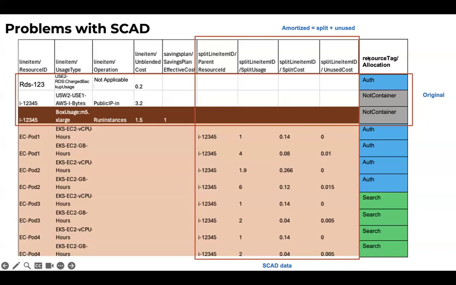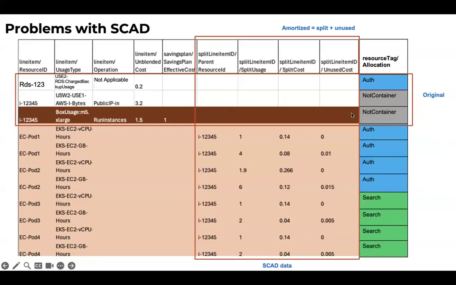And of course, the CUR will produce tags for you because you've created the tags and you've enabled them as cost allocation tags. So the first line item corresponds to the RDS instance, which was tagged auth. And then the second and third belong to the EC2 instance, which we tagged as not container. And then the remaining belong to the containers, and they've been tagged either as auth or search.